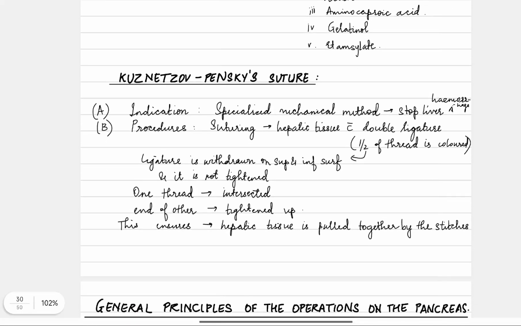Next is Kuznetsov-Pensky's suture. It is done in specialized mechanical methods to stop the liver hemorrhage. Procedure is suturing hepatic tissue with double ligature. Half of the thread is colored. Ligature is withdrawn on the superior and inferior surface and it is not tightened. One thread is intersected, end of the other is tightened up. This ensures hepatic tissue is pulled together by the stitches.